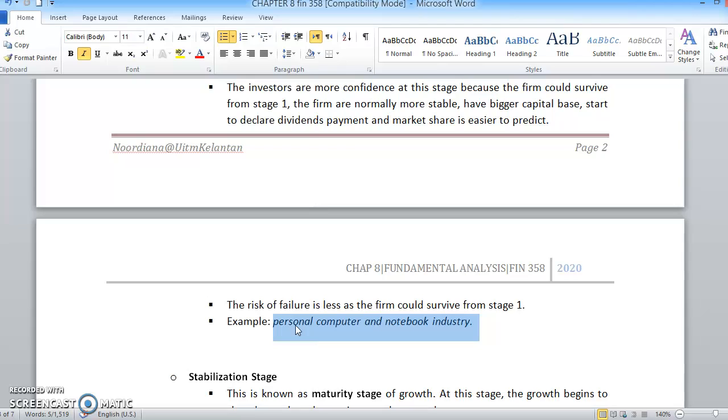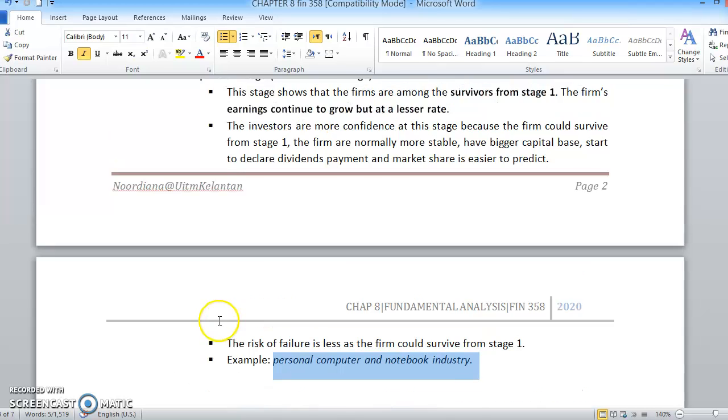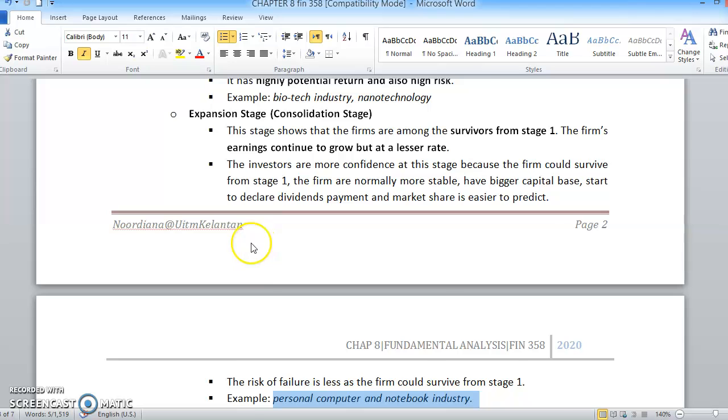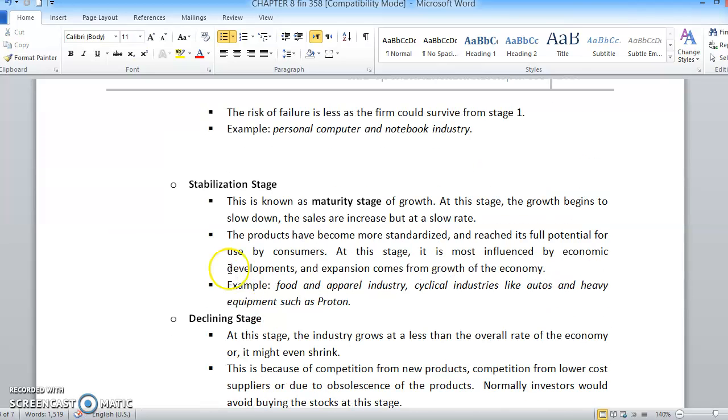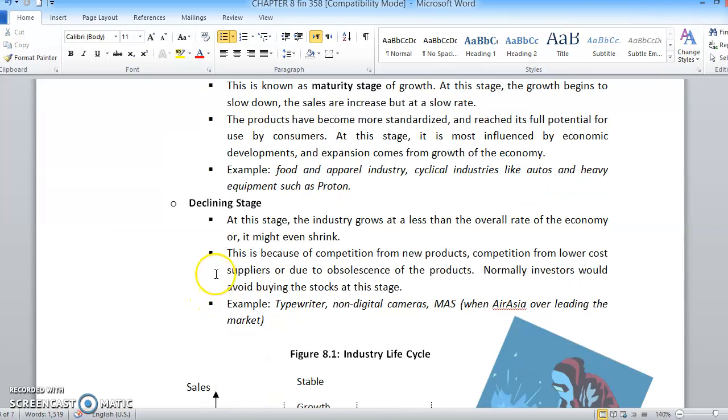At this second stage as well, you can actually predict based on the brand of the company, whether it had good sales previously or not. So you can predict at this consolidation or expansion stage, right? So we also have the stabilization stage and declining stage. I will explain to you in the next coming video.